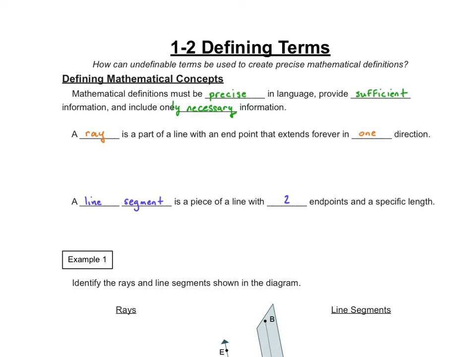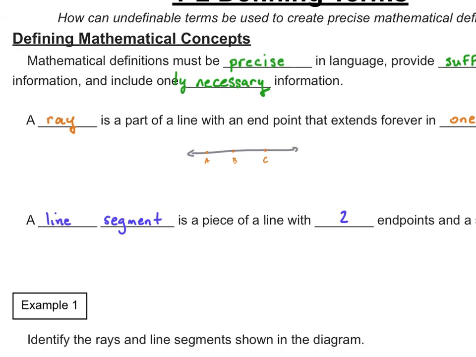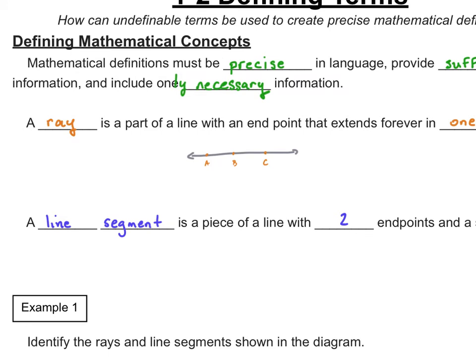So it's part of a line. Let's see, we have a line. And if I want to label some points on here, let's go with A, B, C. It says that it extends forever in one direction, so that means we have a starting point. For example, if we have ray BC, and it extends forever in that direction, we would write that as ray BC, because B is its starting point. That's why the arrow points in that direction.